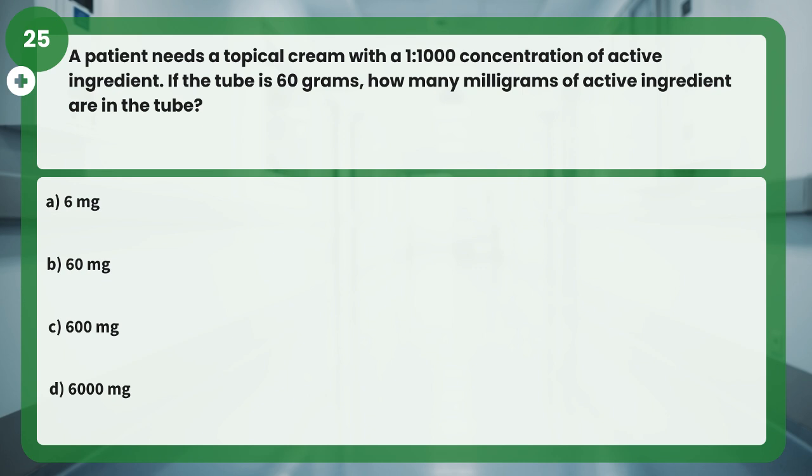Question 25. A patient needs a topical cream with a 1:1,000 concentration of active ingredient. If the tube is 60 grams, how many milligrams of active ingredient are in the tube? A. 6 milligrams. B. 60 milligrams. C. 600 milligrams. D. 6,000 milligrams.